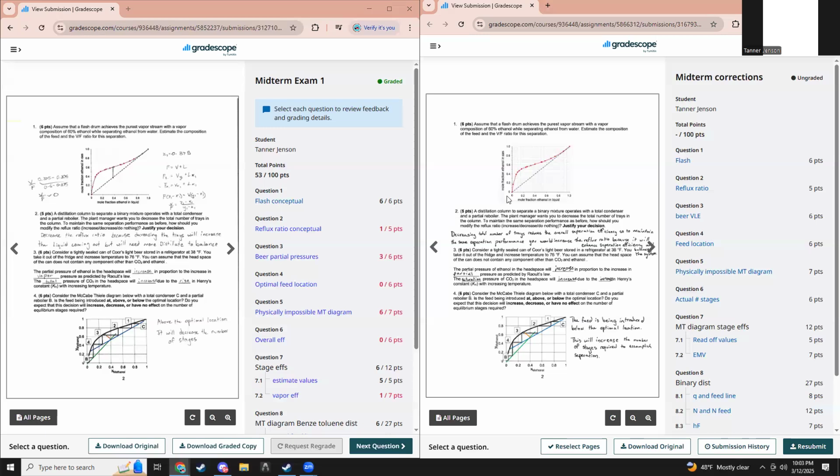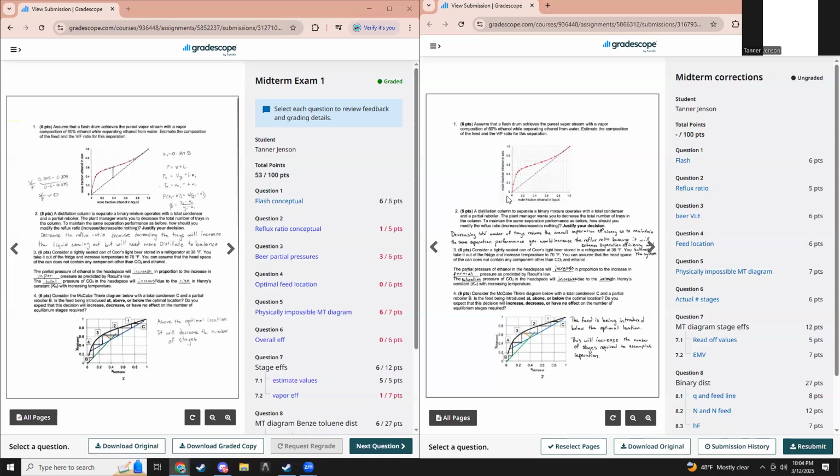And then the saturation pressure of CO2 in the headspace will increase due to the increase in Henry's constant with increasing temperature, not the total pressure, because the total pressure isn't involved with the Henry's constant. It's more dealing with the saturation pressure of CO2 that's there.